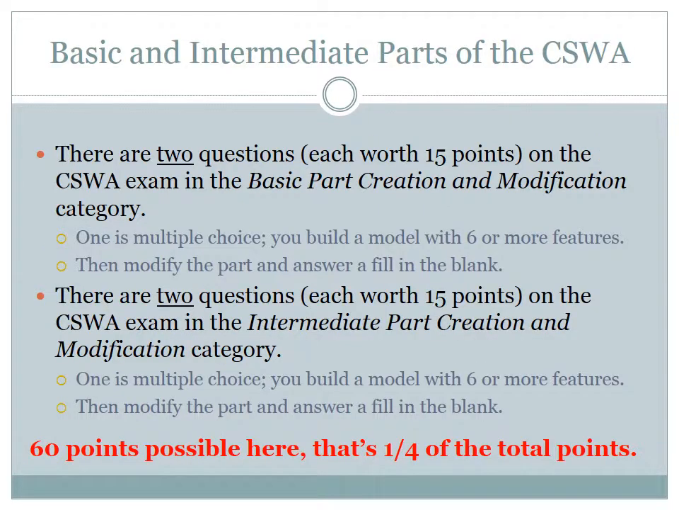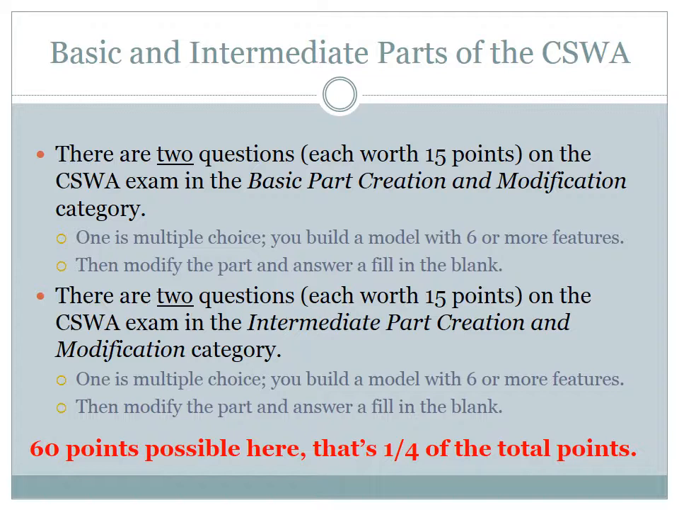There are 2 questions, each worth 15 points on the CSWA exam in the basic part creation and modification category. One is a multiple choice question. You build a model with 6 or more features. Then you modify that part and answer a fill in the blank.